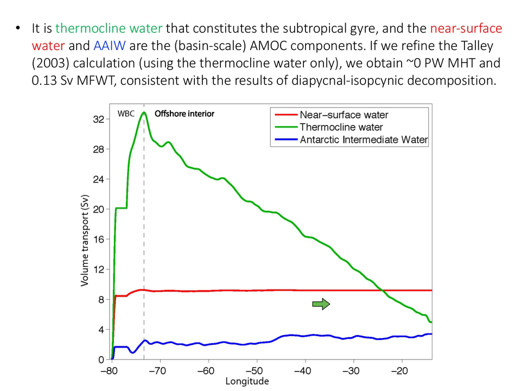So actually, we can refine Talley's calculation by using these thermocline waters only to calculate the heat and freshwater transport. And we get a very similar result, which is close to 0 petawatts heat transport and 0.13, actually it's 0.11, I think, sverdrups freshwater transport. So this is consistent with the result based on diapycnal and isopycnic decomposition.